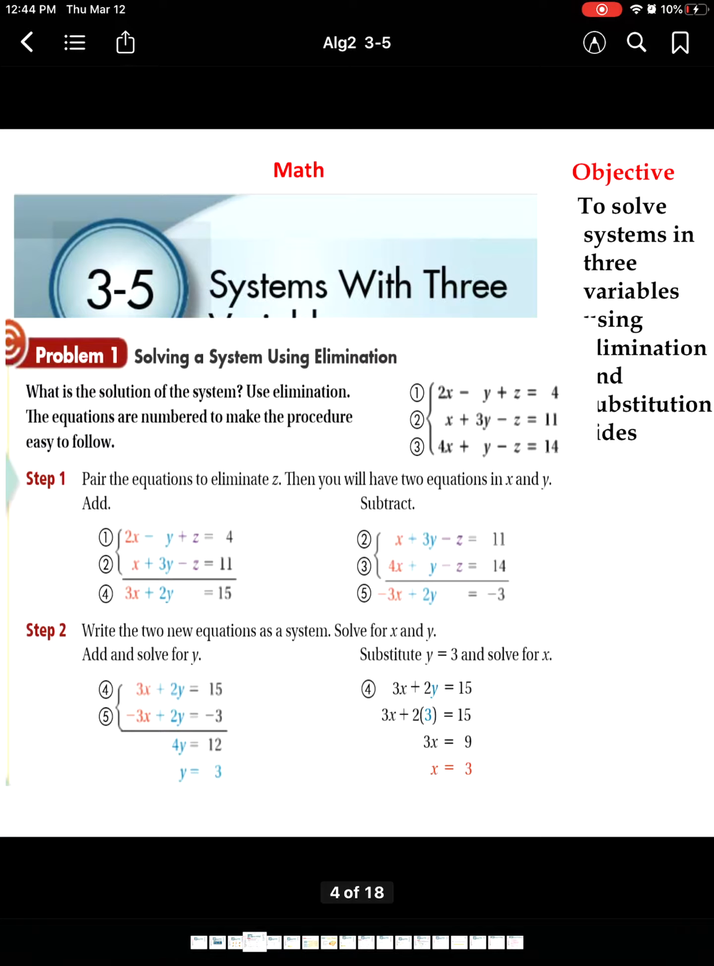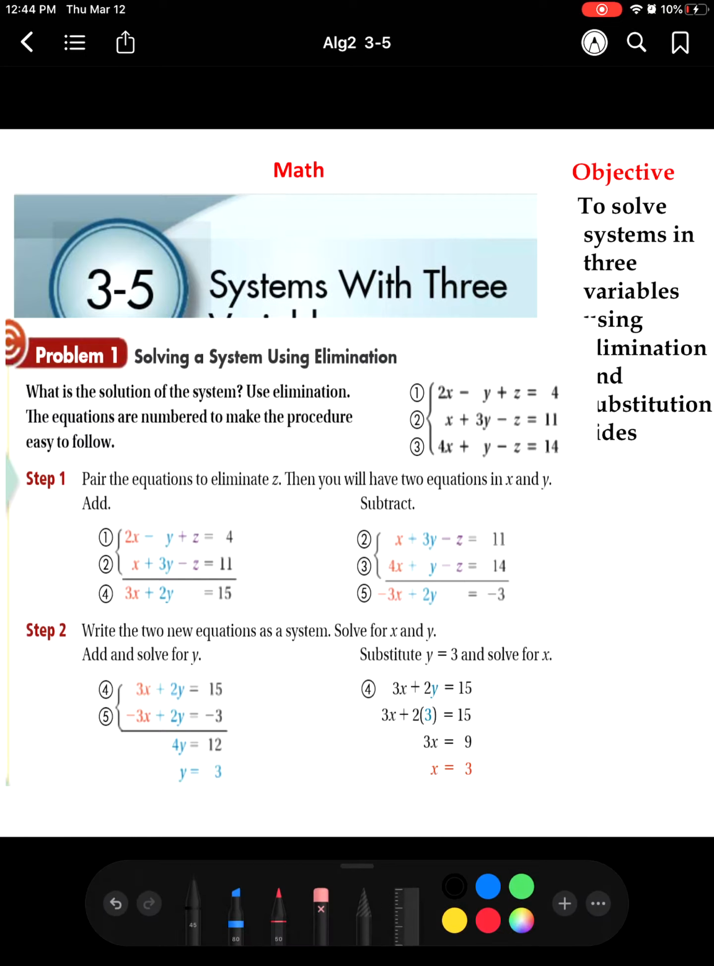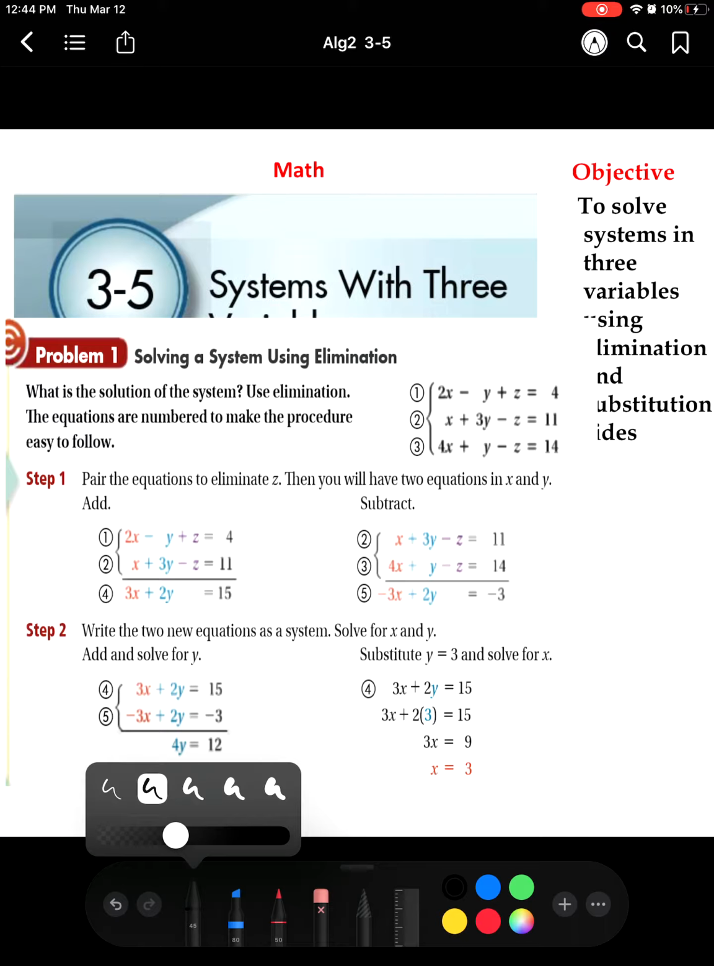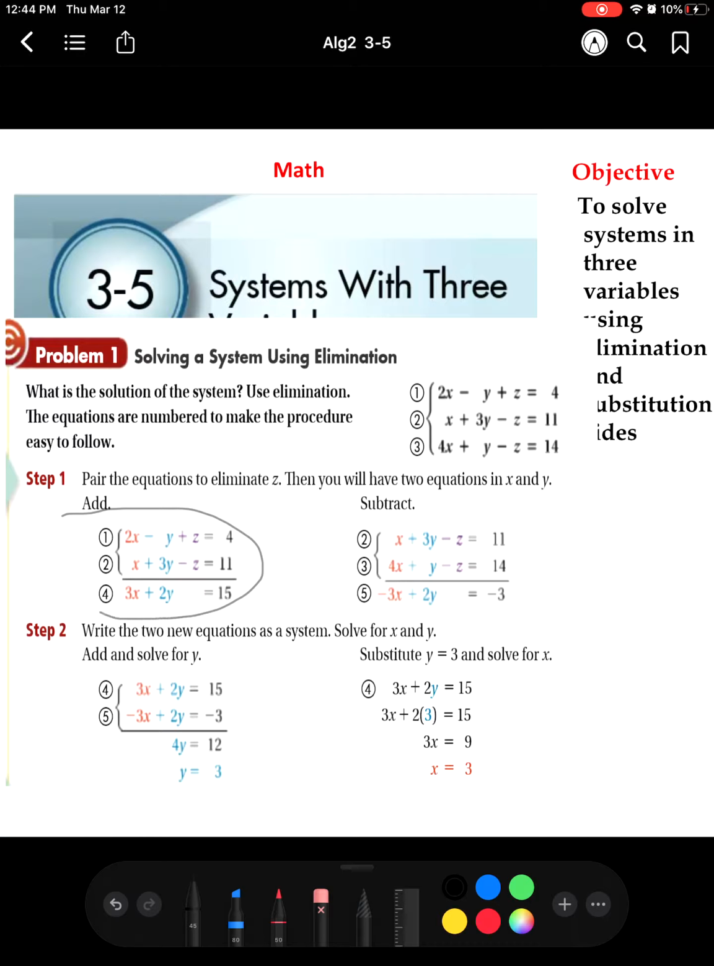We will eliminate z. So I'll take equation number 1 and 2 and add them. When I add 2x plus x, it will give me 3x. When I add negative y plus 3y, it will give me 2y. Z plus minus z, they will cancel together, and 4 and 11, it will be 15. Now I got the first equation, which I numbered 4, in 2 variables.